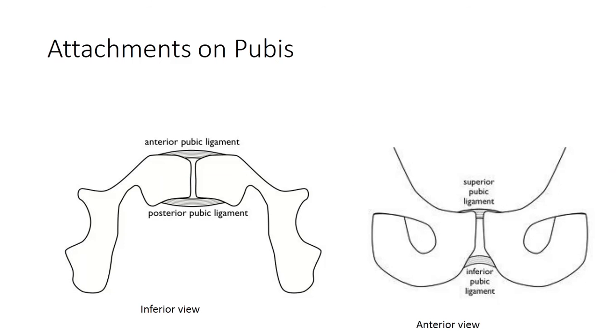There are 4 other ligaments which are attached to pubis. One is known as pubic ligament. On the basis of its location, it is called anterior pubic ligament, present on anterior aspect of pubis. Posterior pubic ligament present on posterior aspect. Superior pubic ligament present on superior aspect, and inferior pubic ligament on inferior aspect.